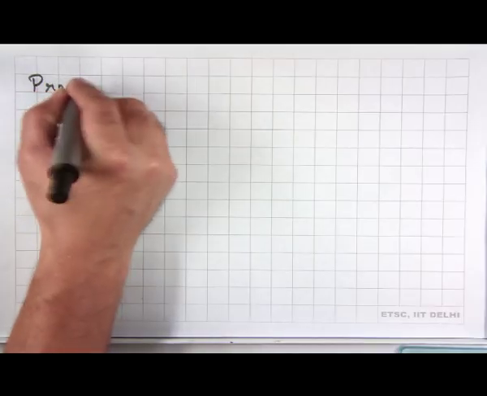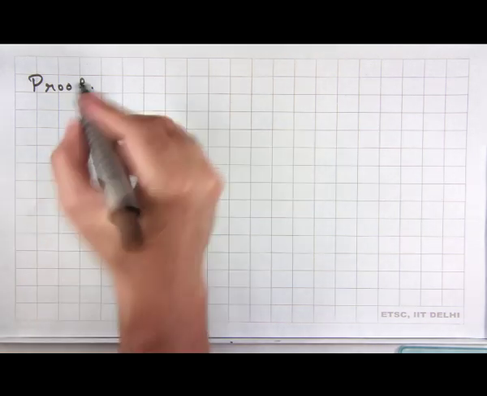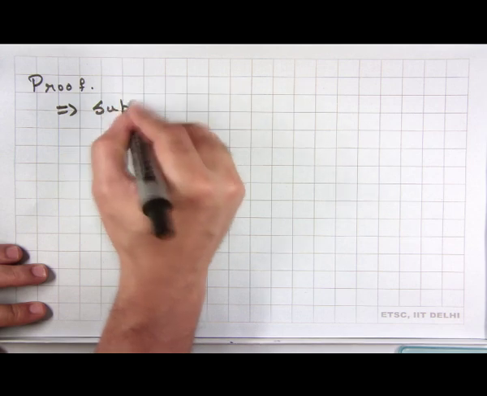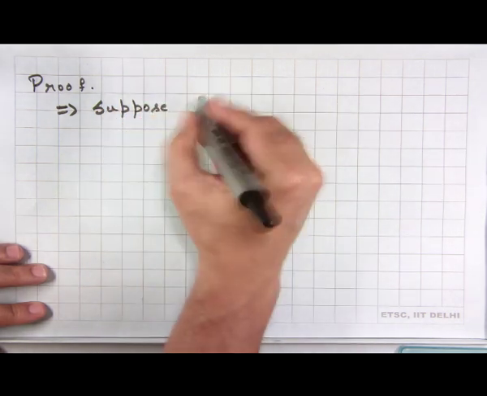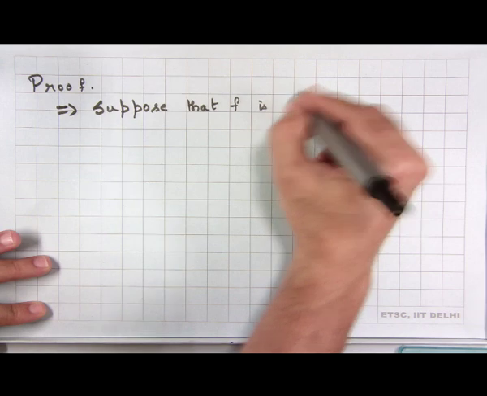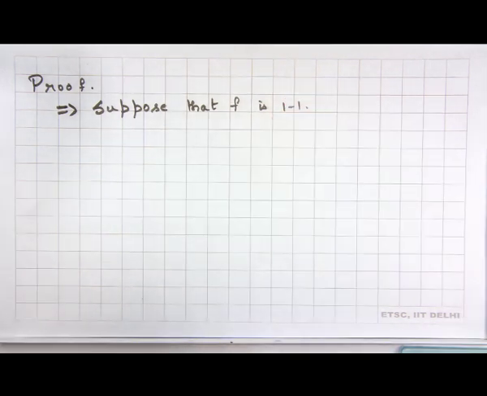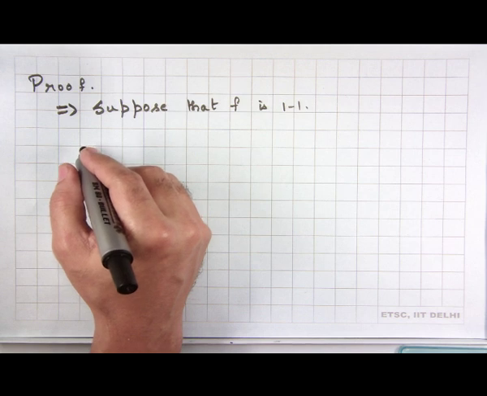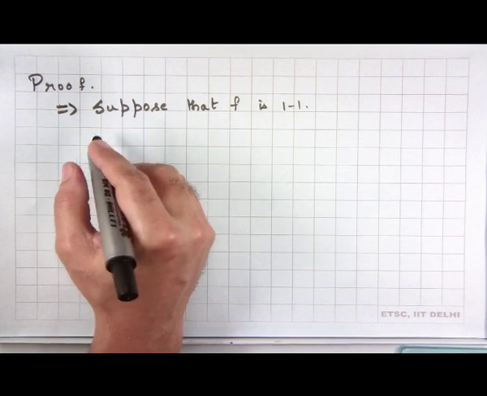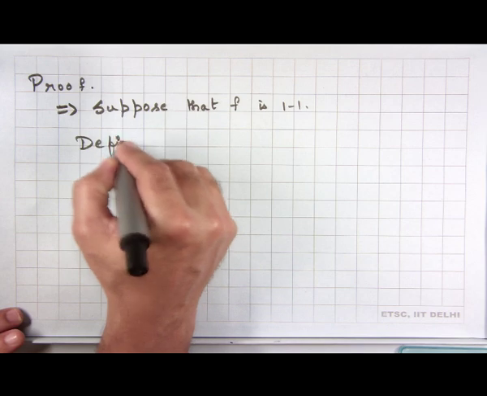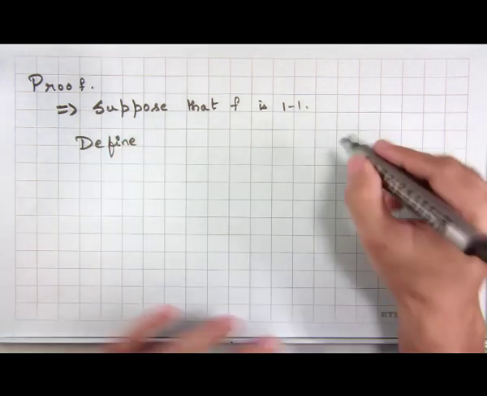Now, let us try to prove this. Let us look at the forward implication. Suppose that f is 1-1; you are given a function that is 1-1. Now, what we will have to produce is a function g from B to A. So, define, well, let us have a diagram at one end.